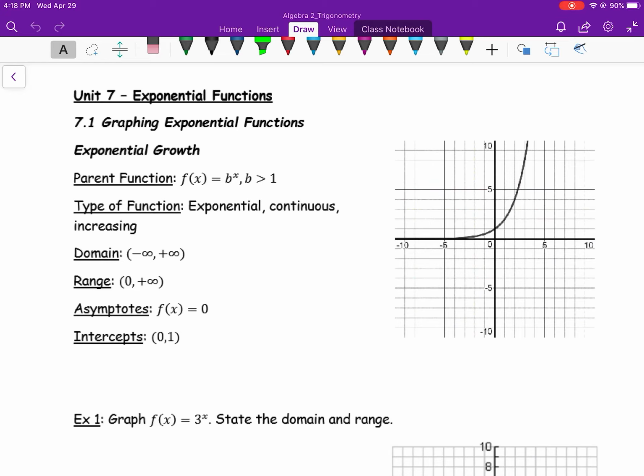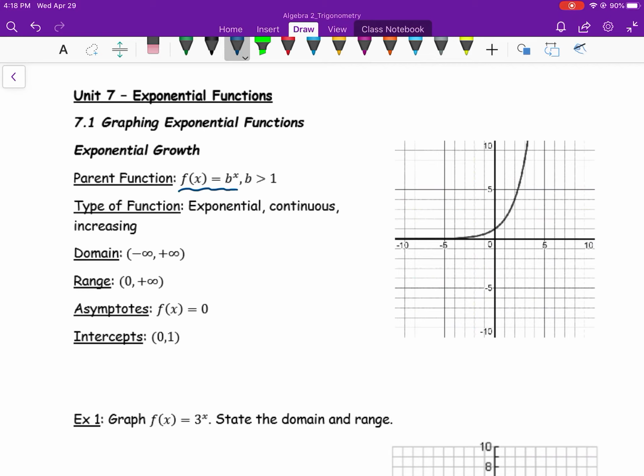So here we go. This here, exponential function, you have your parent function, f of x equals b to the x term, where b has to be greater than 1 for this to exist. It's classified as exponential, continuous, and increasing.